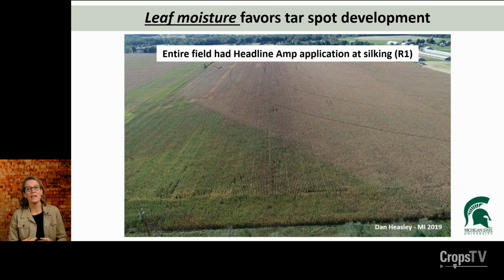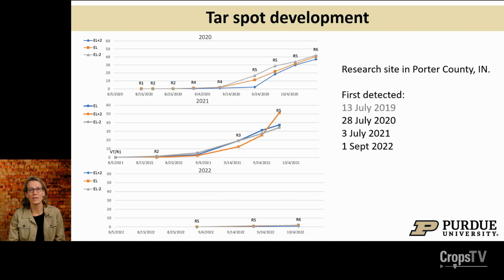And so the thing is that it's leaf moisture that drives tar spot development, and that leaf moisture can be from precipitation, or it can be from an extended dew. Anything that keeps that leaf wet is going to not only aid in infection and disease development, but also favor those spots to produce spores and therefore drive the disease development.